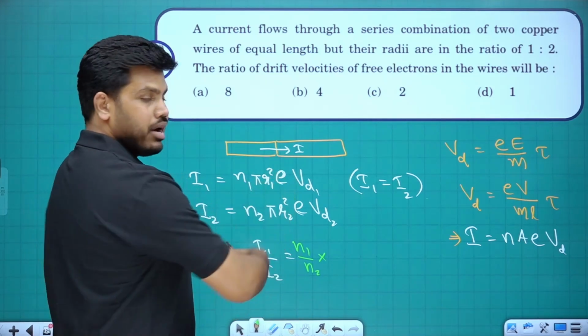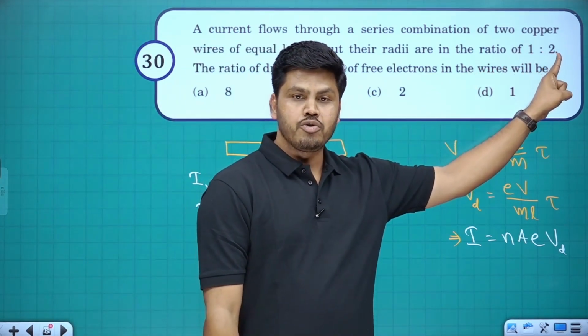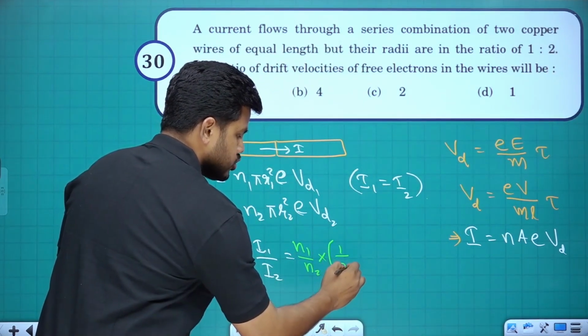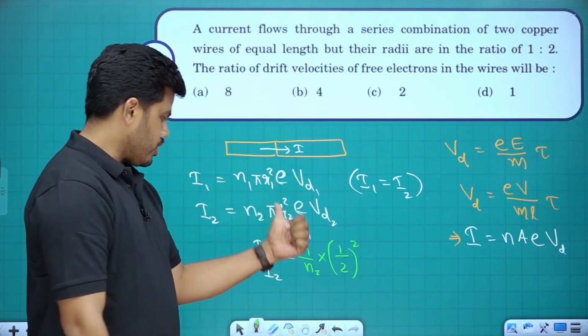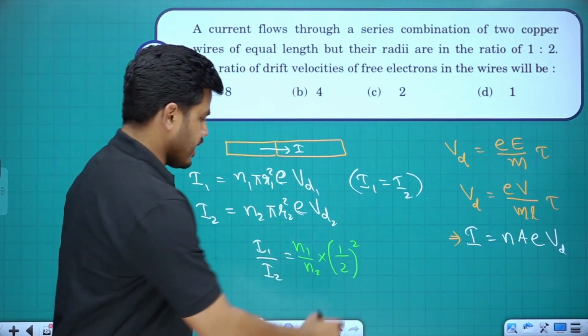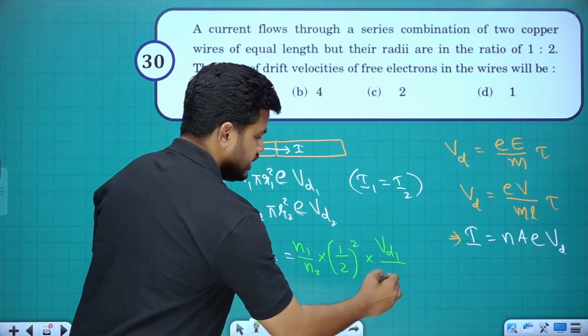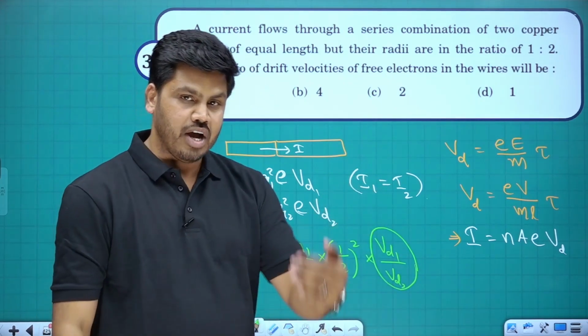Yes. And pi gets cancelled obviously. R1 by R2 ratio is given as 1:2. So we can say it is 1 by 2 the whole square. R1 by R2 the whole square. Correct? Yes. R1 square by R2 square. E gets cancelled and we get VD1 divided by VD2. And we need the ratio VD1 by VD2. That is your final answer.